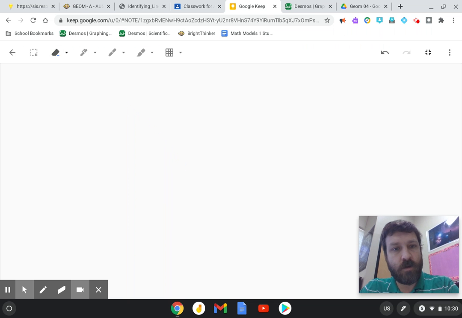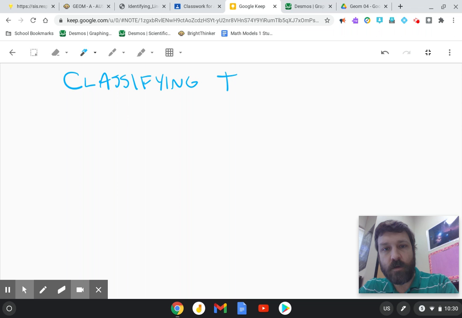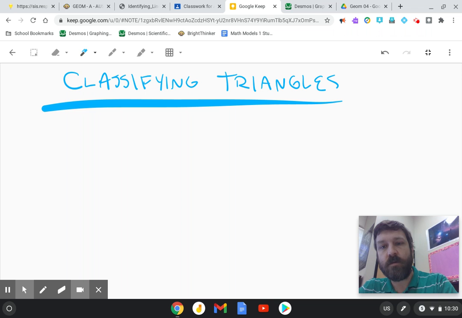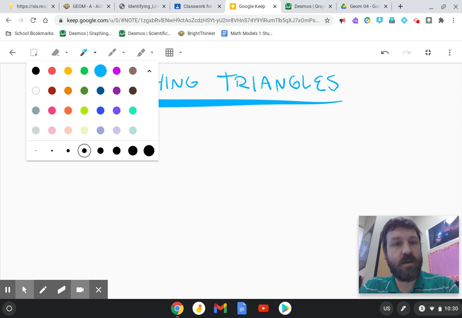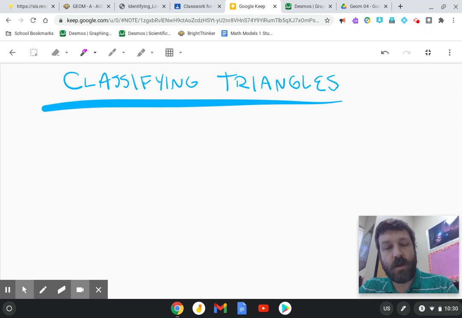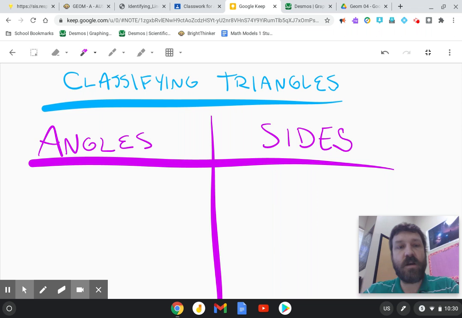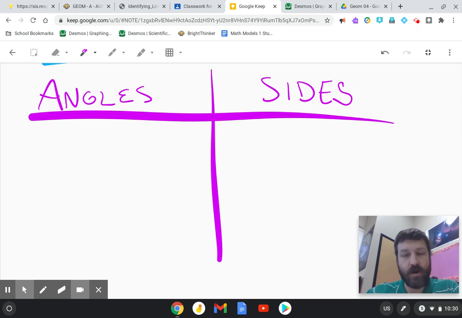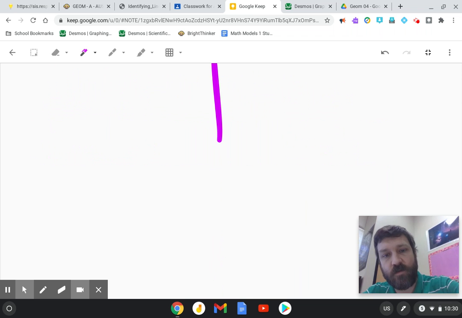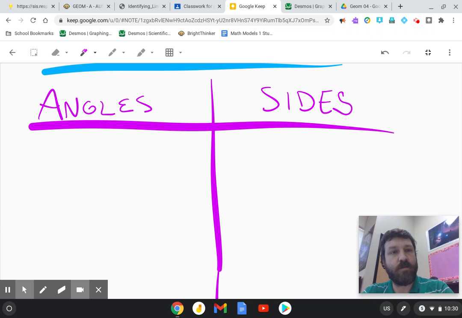So in general, write down classifying triangles. So in general, when we classify triangles, every triangle can be classified in two ways. Every triangle is going to have a classification based on its angles and a classification based on its sides. So we're going to talk about angles first, and then I'll go around and do sides as well.